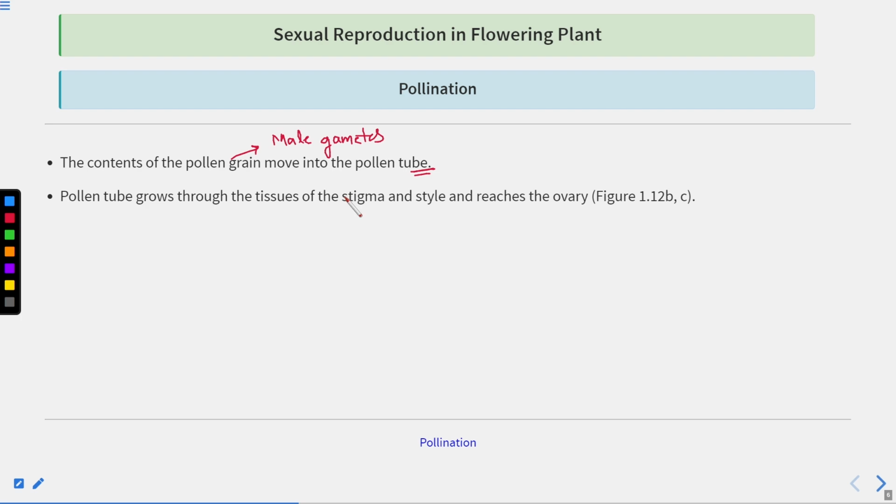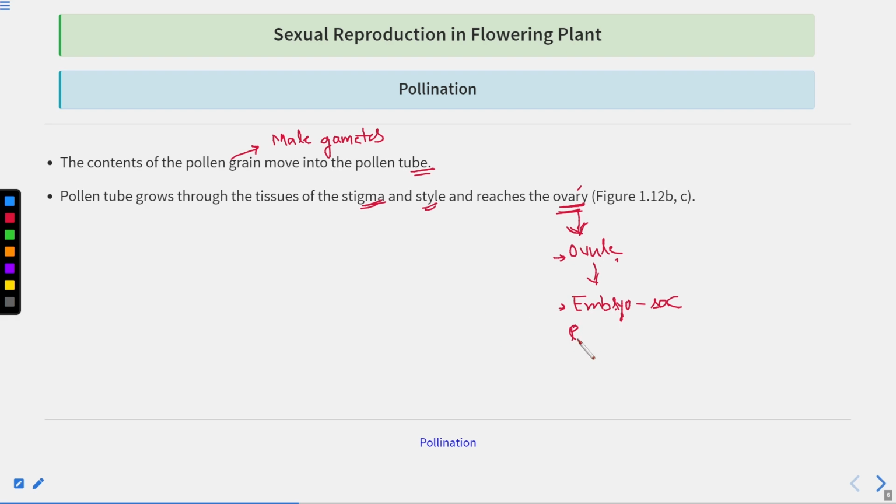Now the pollen tube grows through the tissue of the stigma and the style and reaches the ovary. Clear? So pollen tube will travel through this stigma as well as the style and it will reach the ovary. Now within the ovary, what is present? Ovule is present. And ovule consists of the embryo sac. Then the pollen tube will enter into the embryo sac, through the micropylar region of the embryo sac. So you can write here the ovary consists of the ovule, or you can say embryo sac is present within the ovule and ovule is present within the ovary. Now pollen tubes finally enter into the embryo sac. It will enter into the ovule and then it will enter into the embryo sac through the micropylar end.